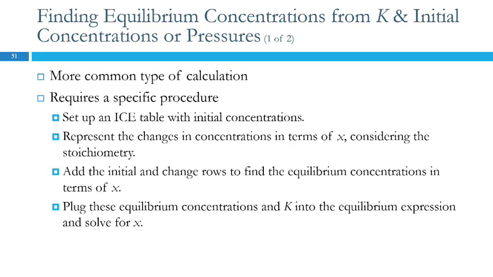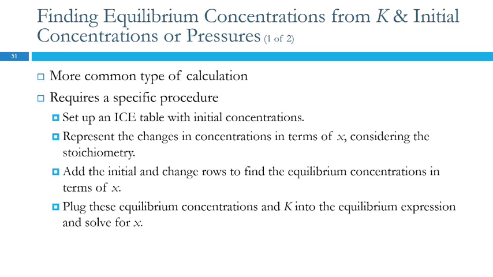Okay, what if we know the initial concentrations or pressures? We know the equilibrium constant. This is more common, and we've got a specific procedure here. So there's some steps involved. We're going to start by making an ICE table. Then we're going to represent the changes in concentration in terms of x, and that's where we use the coefficients from the equation. Then we're going to add the initial row to the change row to find the equilibrium concentration in terms of x. And then we'll plug those concentrations into the equilibrium constant expression and solve for x.